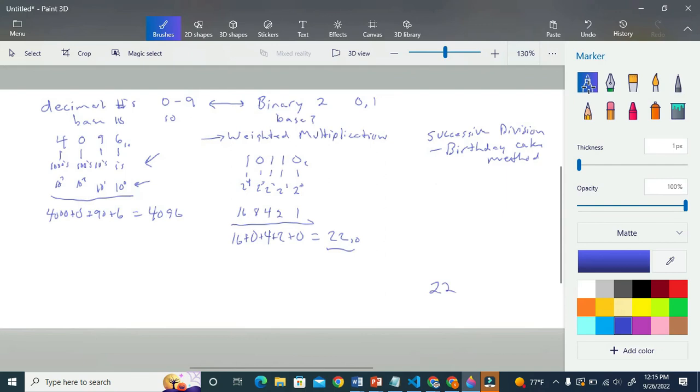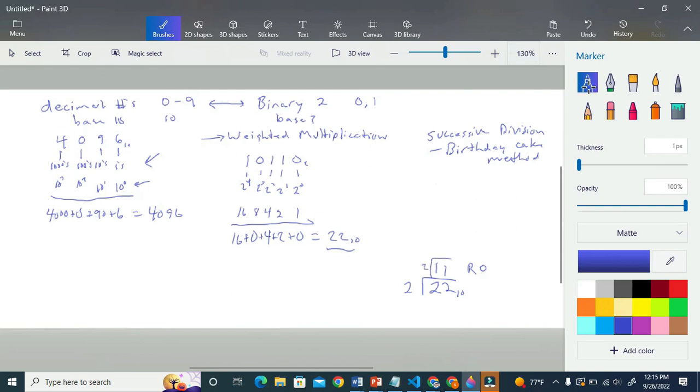All right, and what I want to do is divide it by the base to which we're trying to convert. So in this case, I have the number 22, which is base 10, and I want to convert it to base 2, which is binary. So 2 goes into 22 11 times. And there is no remainder, right? So the remainder is 0.